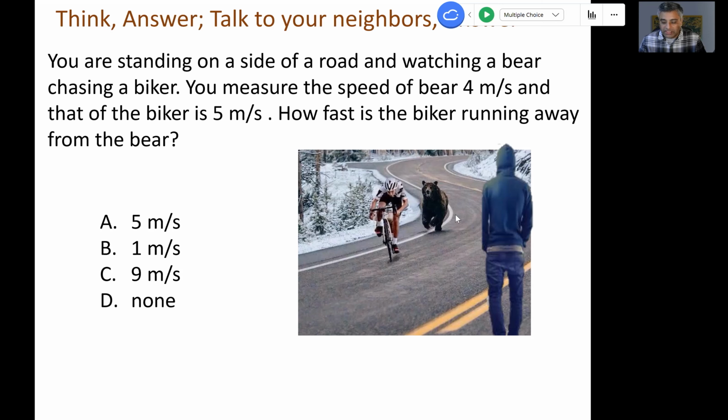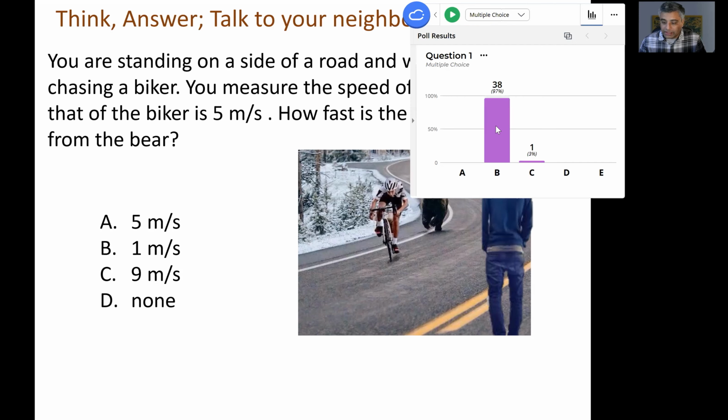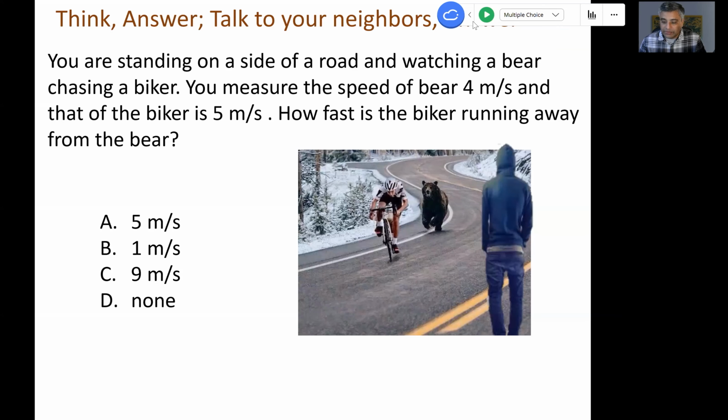Yeah, so with respect to each other, they are just moving 1 meter every second, right? So in 1 second, the bicyclist is going to be 1 meter more than what it is now. In 2 seconds, it's going to be 2. Yeah, perfect. Thank you. So yes, B is the correct answer in this case. So it's the relative speed.